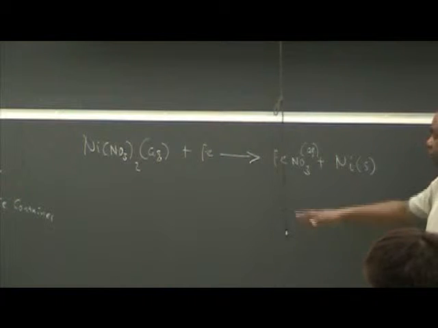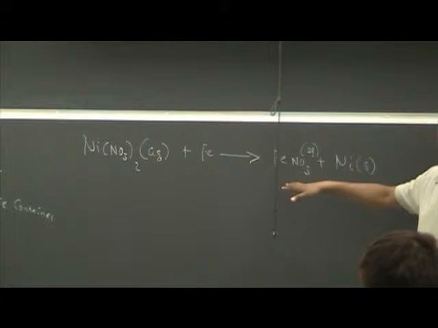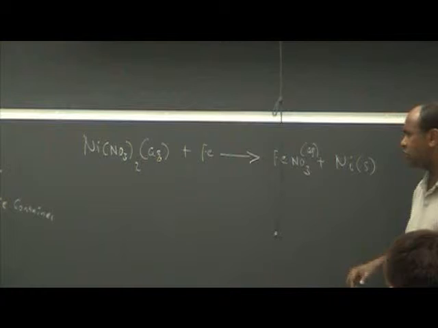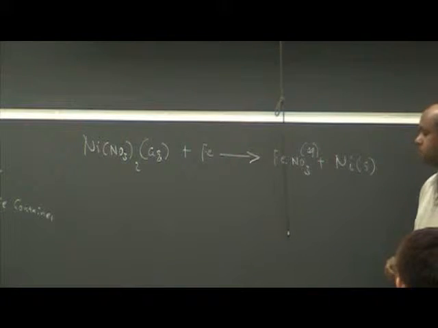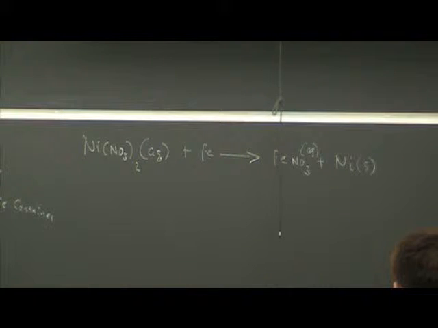In order to identify which element is oxidized and which element is reduced, what do we need to do? Refer to the activity series and find out which one is more easily oxidized than the other. According to the activity series, which one do you think will be oxidized? Iron will be oxidized, nickel will be reduced, right? So that is one reason we can answer that.